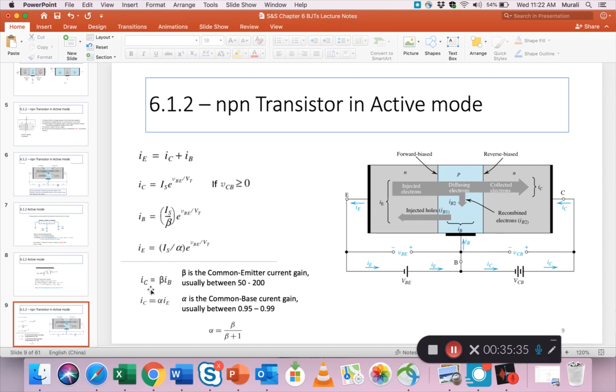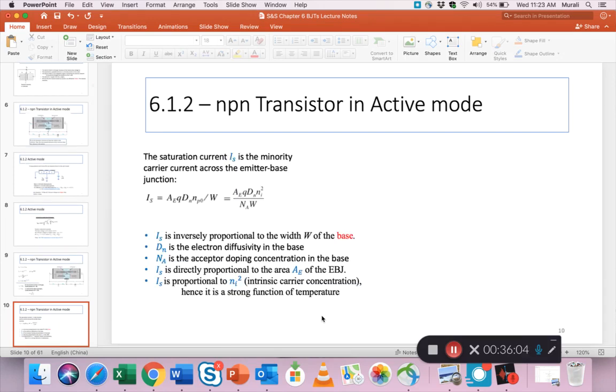And the collector current is also related to the emitter current by the alpha factor, and alpha is always less than 1, never 1. So the collector current is about 0.99 or 0.98 of the emitter current. The emitter current is slightly higher than the collector current, or the collector current is slightly less than the emitter current. These are important relationships. Please become familiar with them.